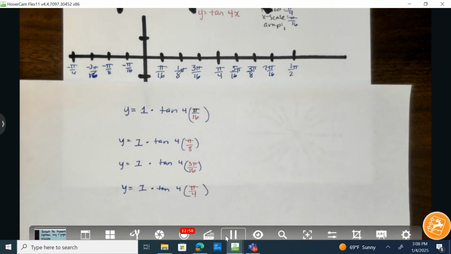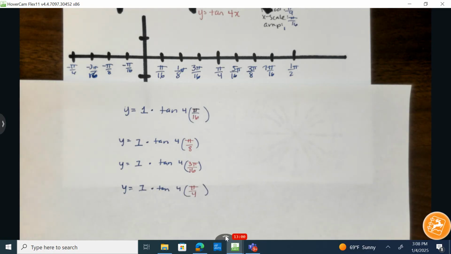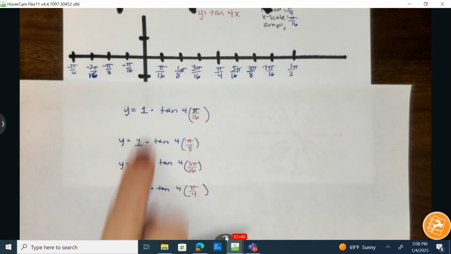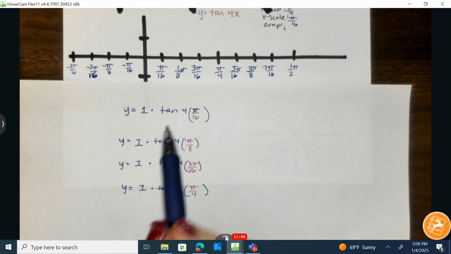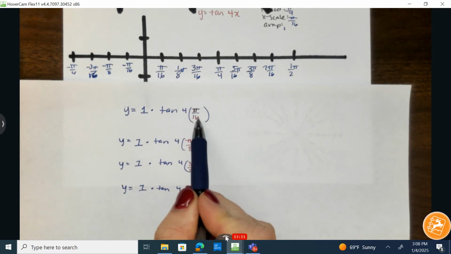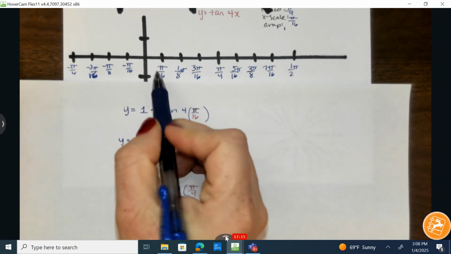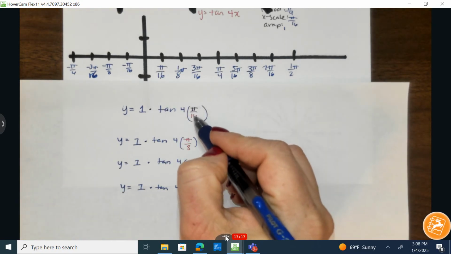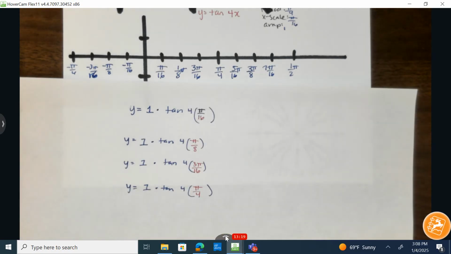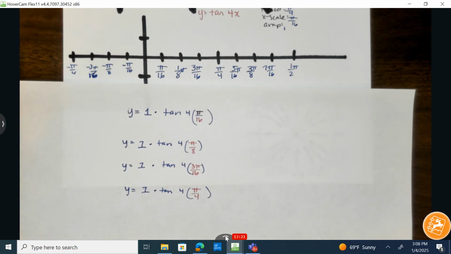Okay, so what I've done at this point is I've taken what the function is and I wrote it down. So we have that imaginary 1 that's in front of the tangent representing an amplitude of 1. And then I have the tangent of 4 times, and I'm going to plug in each one of these steps or units as we move to the right. So when I plug in pi/4, let's evaluate this, and let's use that unit circle to assist us.